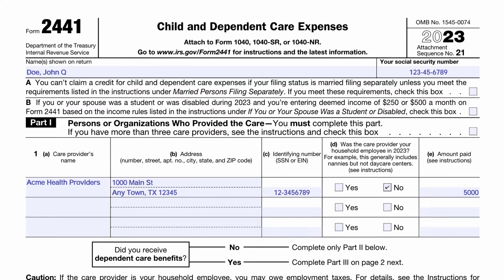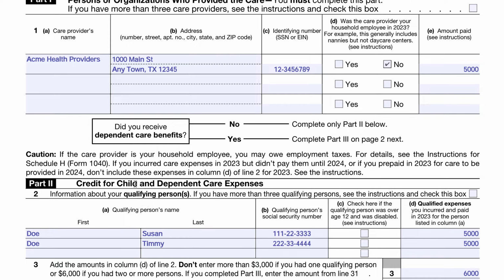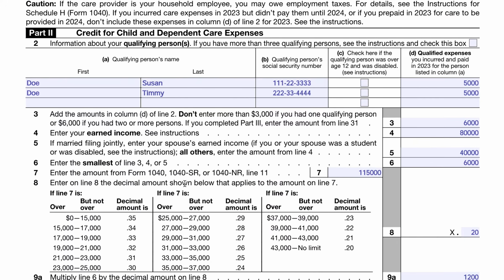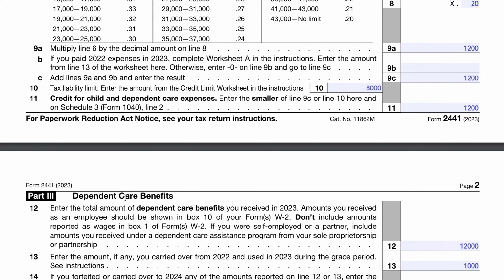So we'll be going over IRS Form 2441, Child and Dependent Care Expenses. There are three parts to this tax form. Part one is taxpayer description or information about the persons or the organizations that provided the care. Part two is the actual credit for child and dependent care expenses. And then part three is dependent care benefits.